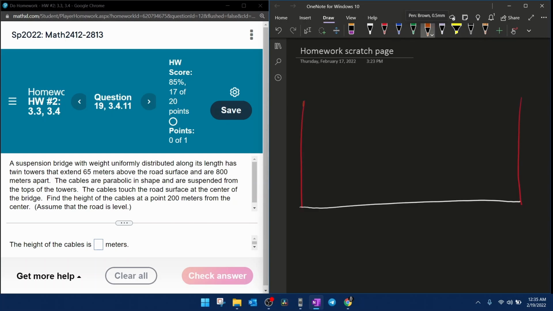Alright, so the first thing I've drawn here are the two towers. Those are represented by the red lines. The road surface is the white line. And if you've ever seen a suspension bridge, it's got cables that stretch from the top of the towers down to the road and then back up. So it does say that the suspension cables touch in the center. So I'm going to do the best I can to represent the cables attaching to the top of the towers, but also attached to the road at the center.